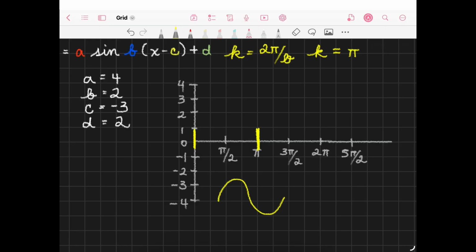So we know that our maximum point would be 4, and our minimum y value would be negative 4. So we'll just graph accordingly. So we know that our a is equals to 4.